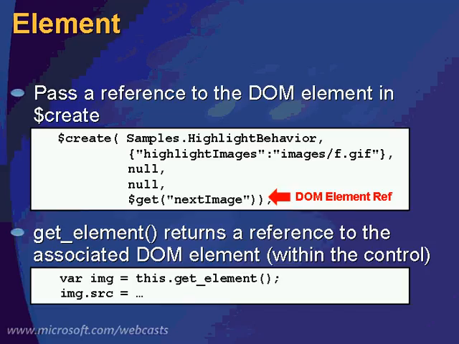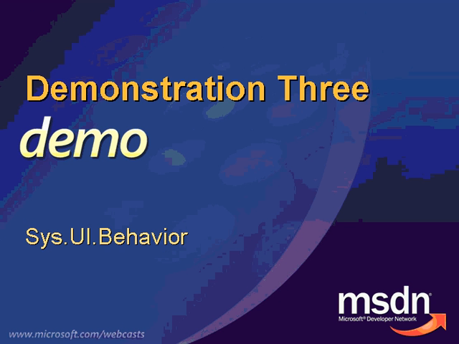So here's what it looks like. When we pass a reference to the DOM element in $create, we're essentially passing a reference to, in this case, a next image element, and we call $get to get a reference to that. Now, get_element in the lower code sample gets me a reference back to that image that we passed in. That's actually now a reference back to the next image. Then you can act upon it and do some interesting things, like set its source, which is what we're going to be doing in our samples today.